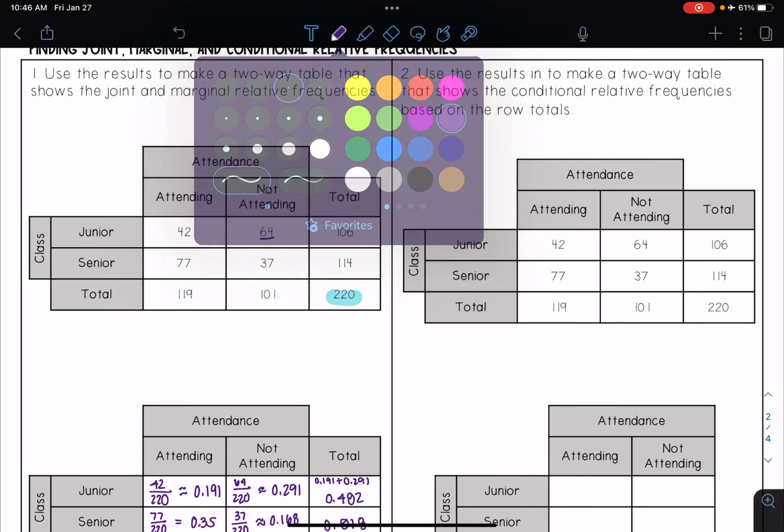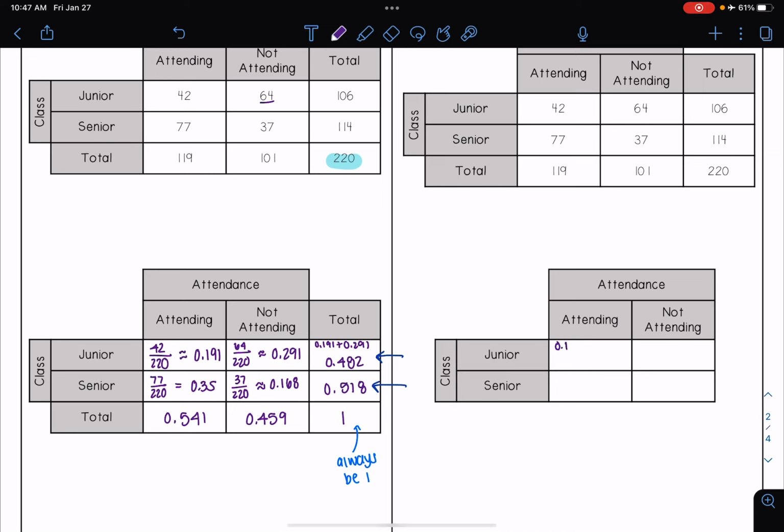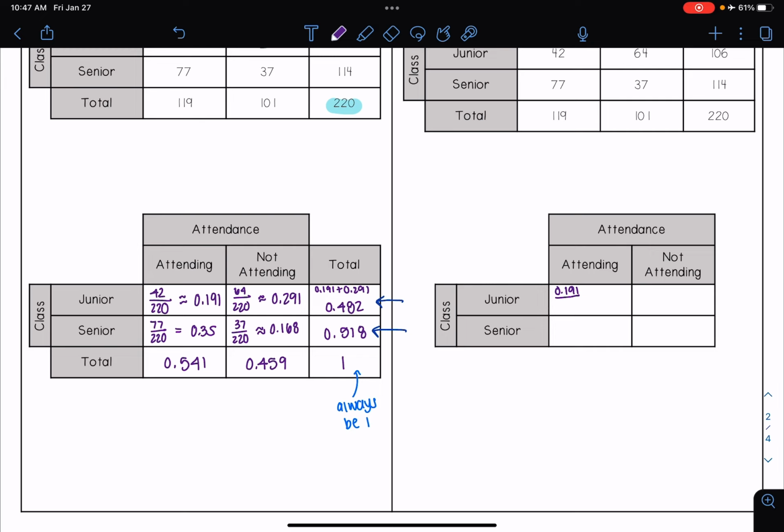So I want to do it based on the total I see here, so 0.482 and 0.518. To do that, I'm going to take my attending junior, that relative frequency, which I found to be 0.191, and I'm going to divide it by the total marginal frequency for that row, since the question was asking for row totals. So I'm going to divide it by 0.482. And so when I do that, I get approximately 0.396.